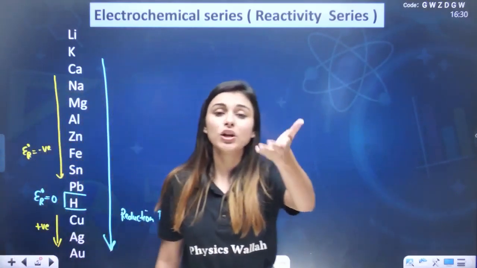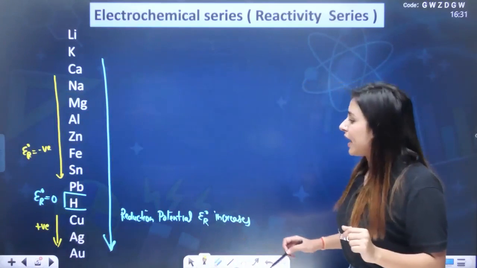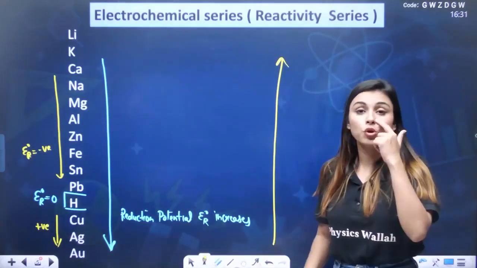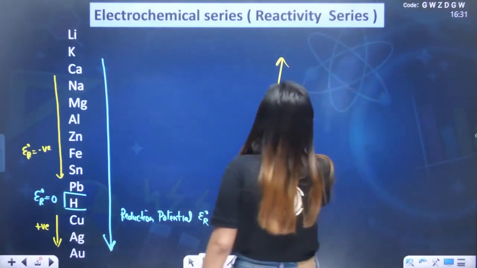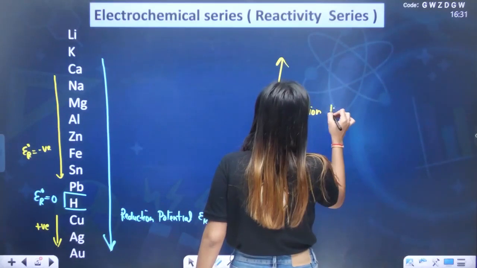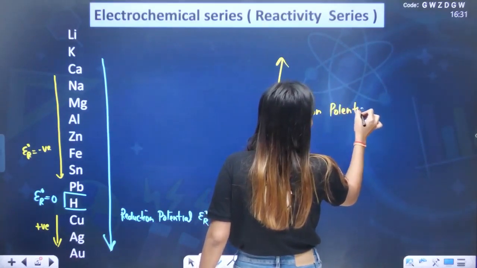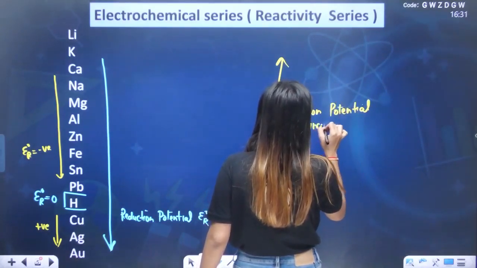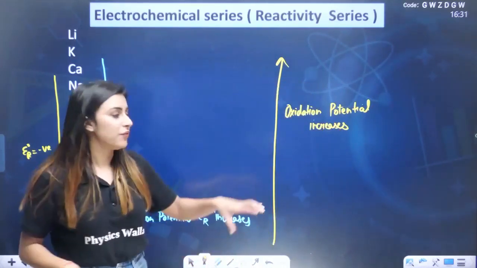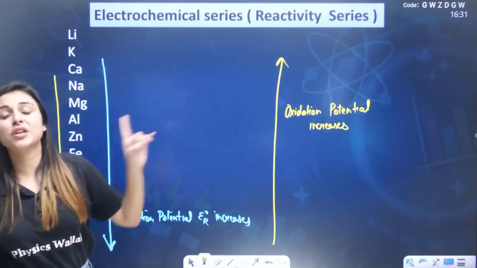This is the first part. Now let's talk about the other part. What will happen if I move from top to bottom? I can say that the oxidation potential increases. From top to bottom, the oxidation potential is increasing.